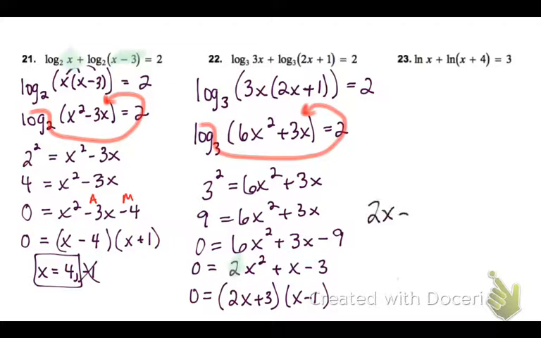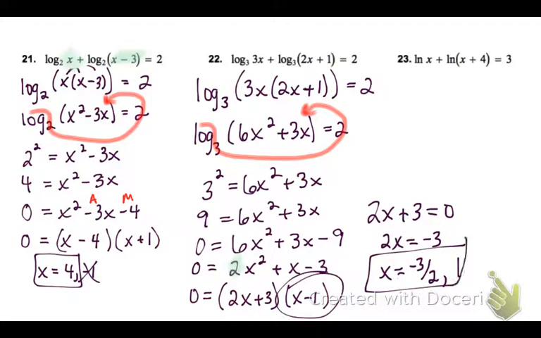But 2x plus 3, you might want to set equal to 0 and solve by hand just to make sure you get the right answer. So subtract over the 3 and then divide by 2. So I get x equals negative 3 over 2 and 1. Again, my 1 came from this factor. So now I need to figure out if I have any extraneous solutions. So looking back up to the original problem, I have log of 3x and 2x plus 1. Well, if I were to plug 1 into both of those, I would still have a positive number on the inside. So 1 is good. But if I plug in negative 3 over 2, I would have a negative number. So my only answer here is x equals 1.